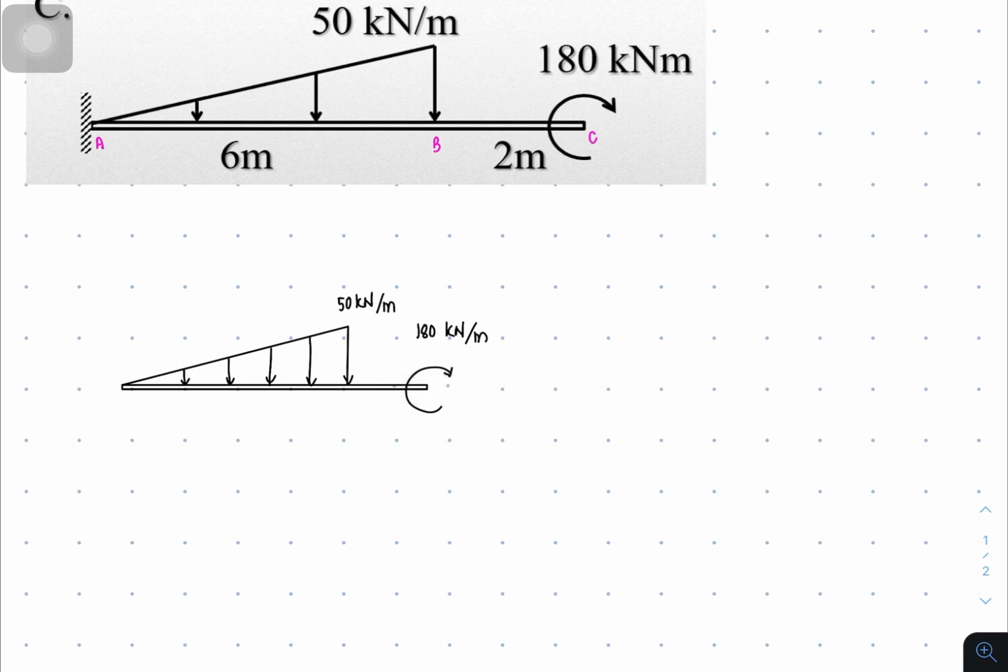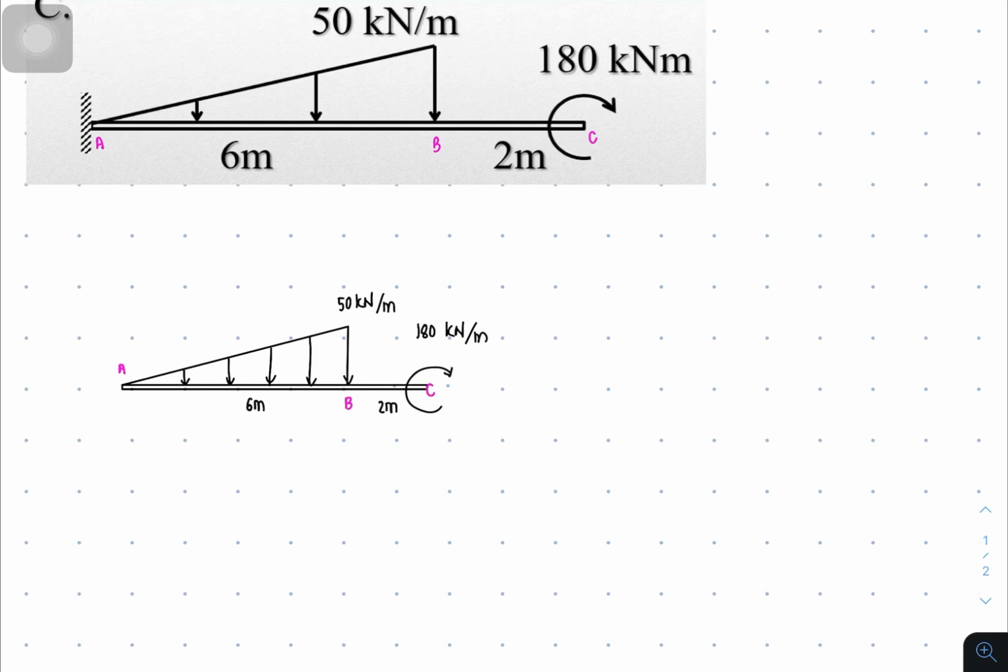Okay, let us provide 6 meters here as the distance and 2 meters here. And then let us provide a letter here. This is point A, this is B, and this is point C.